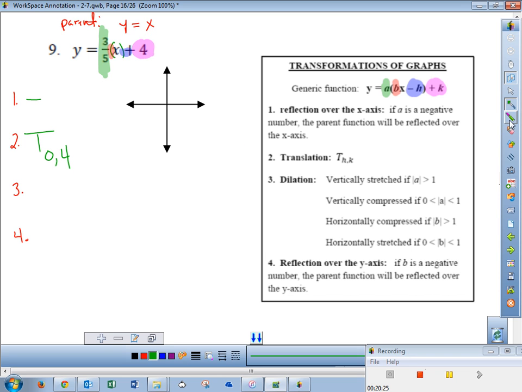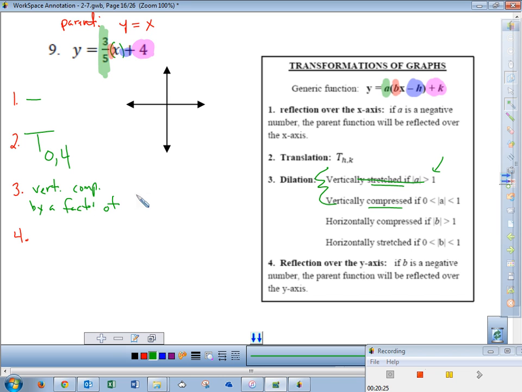Then, dilation time. Vertically is about the green number, correct? If the green number is not 1, there was some vertical dilation. The green number is 3/5. So there was some vertical dilation. Is it stretched or compressed? You look at what I typed out for you. Is 3/5 bigger than 1? So it did not get vertically stretched. It got vertically compressed. So I'll let you do this for abbreviation. It got vertically compressed by a factor of, what was the A value?